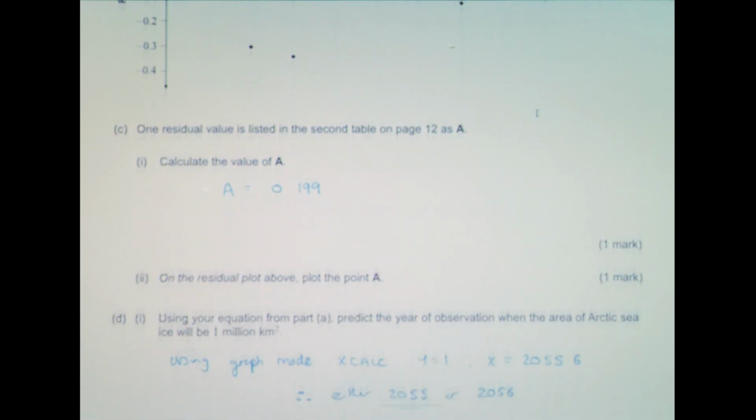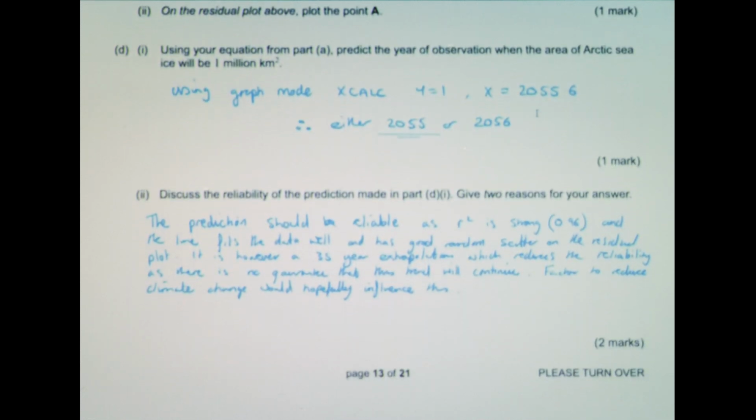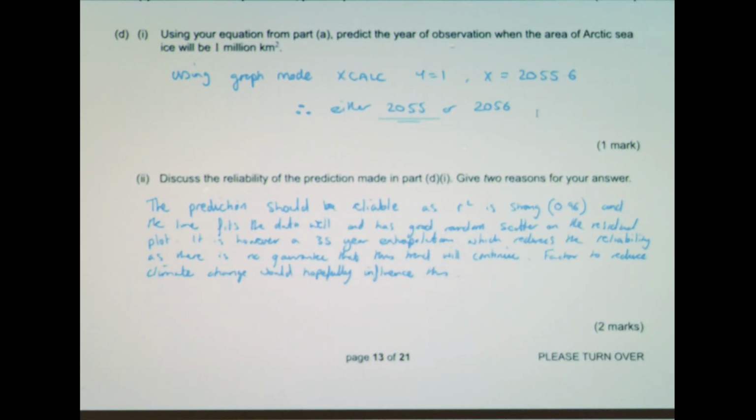Next part is then using your equation. If they gave us a different equation from part A, there would be follow through there. So using your equation, predict the year of observation when Arctic sea ice will be 1 million kilometers squared. In this case, we accepted 2055 or 2056 based on the model that I've given you. Obviously, if students have given us a different model, then we might have some variation on that, but as I said, we would follow through. Because it's asking for the prediction of the year of observation, we're not going to accept a decimal solution. It needs to be a year integer solution.